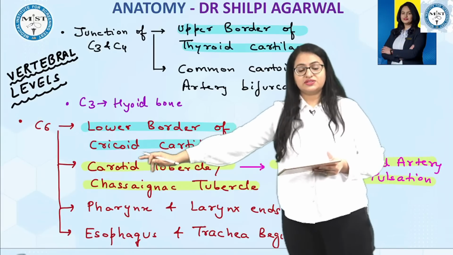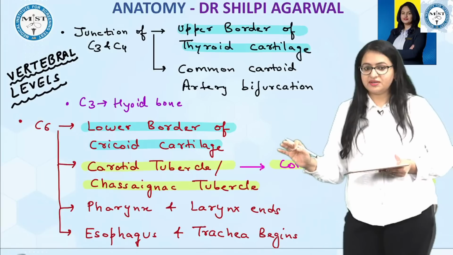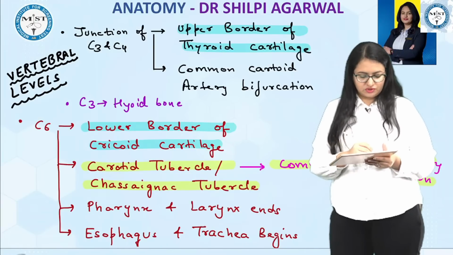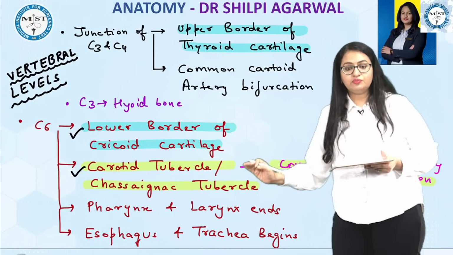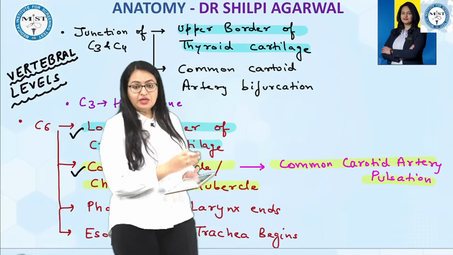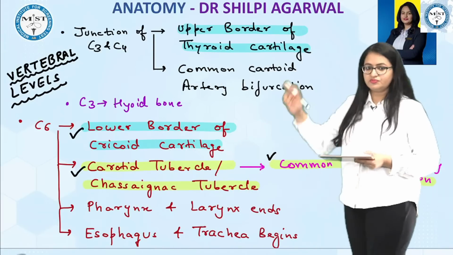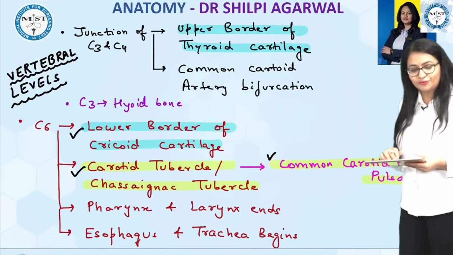Another is C6. Very important, it corresponds to what? Lower border of cricoid cartilage. A very, very important landmark which is happening over here is carotid tubercle, Chassaignac tubercle, which is basically for what? Common carotid artery pulsation. Very, very important landmark. These highlighted points are very, very important over here.